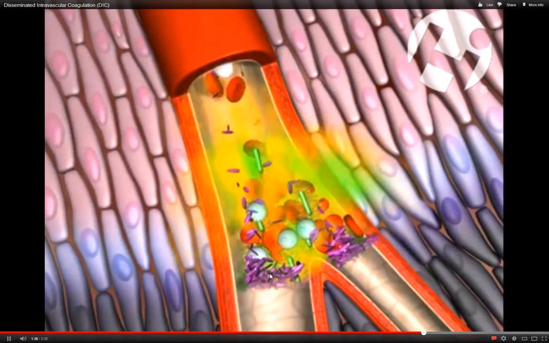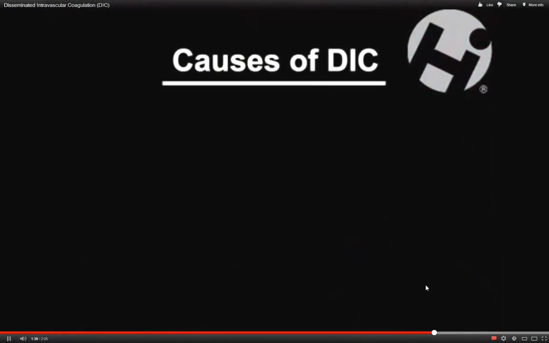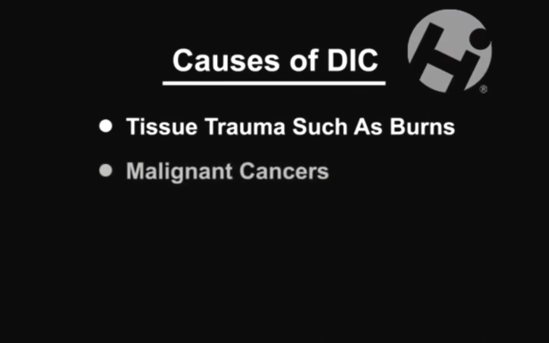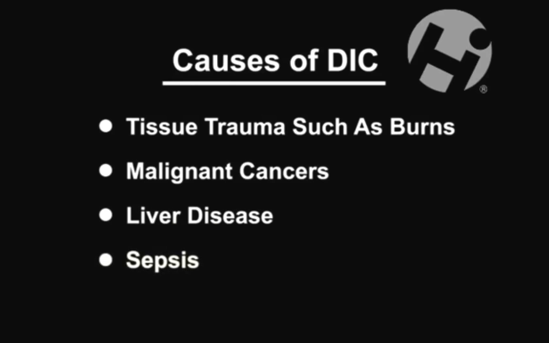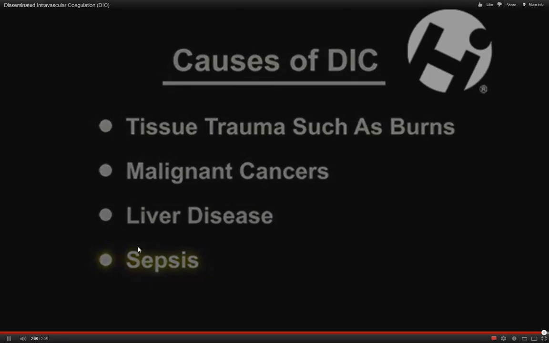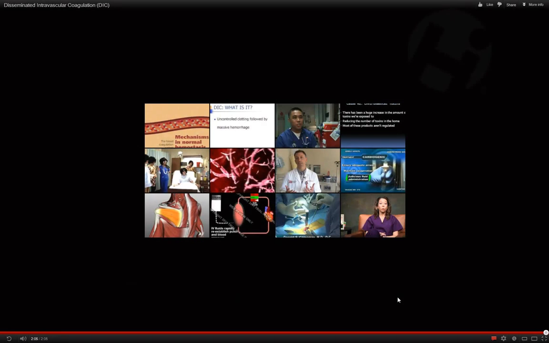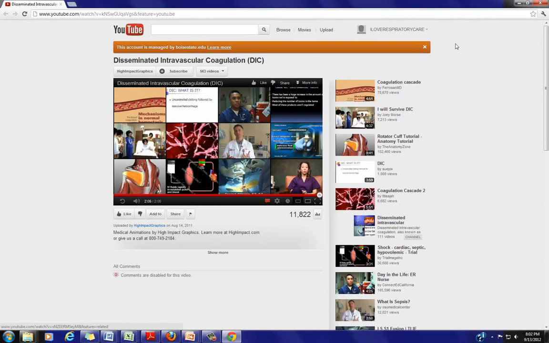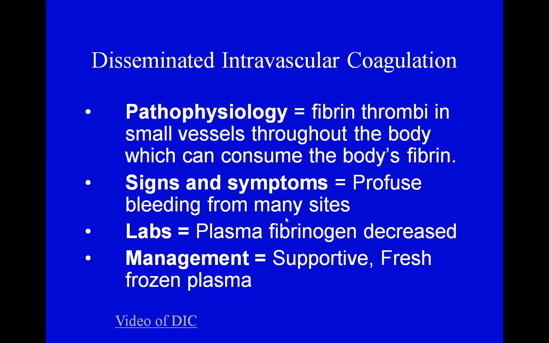Look at all these platelets get used up, and when platelets get used up, fibrinogen gets used up. Sorry about that. The most common disease we see it associated with is probably sepsis. So let me leave this screen then, and let's go back to our PowerPoint.